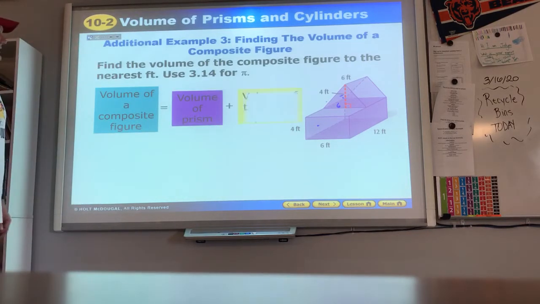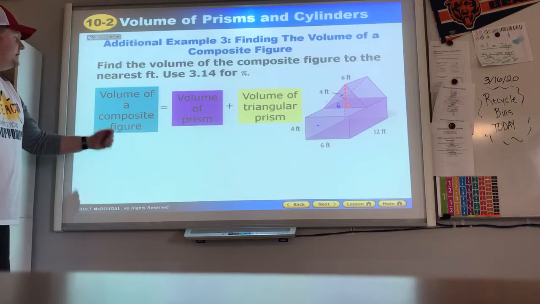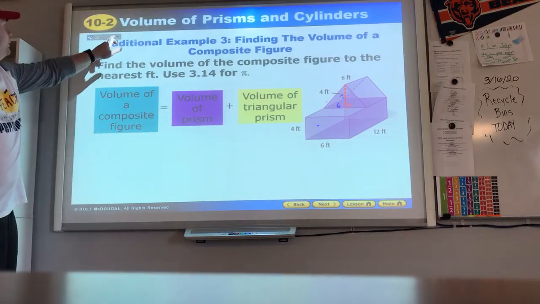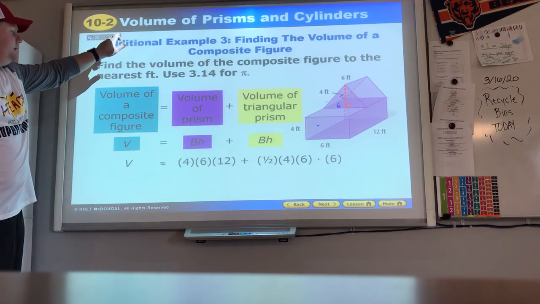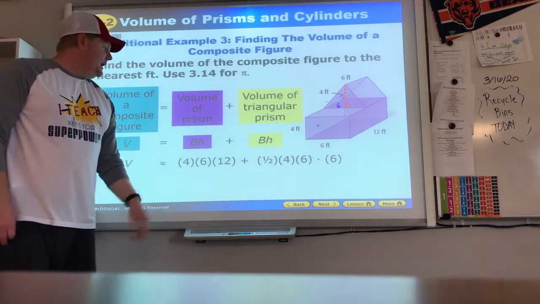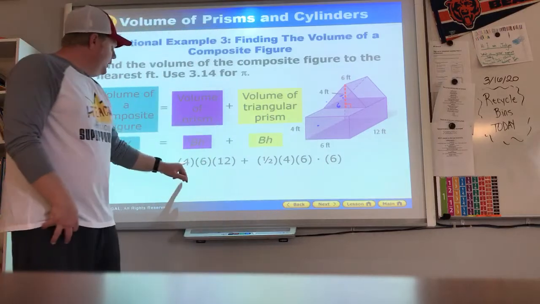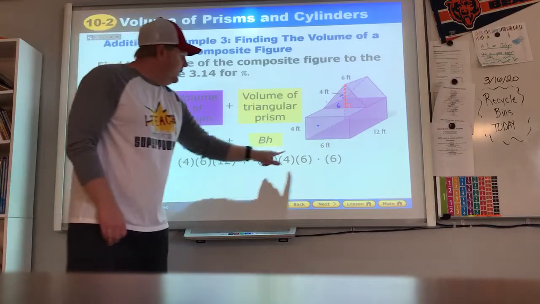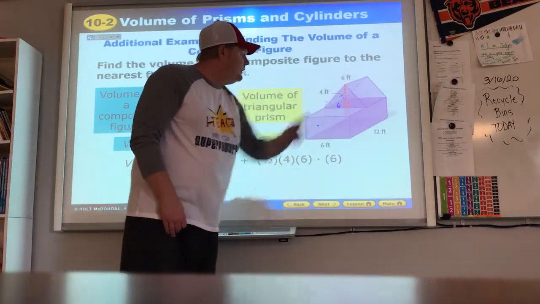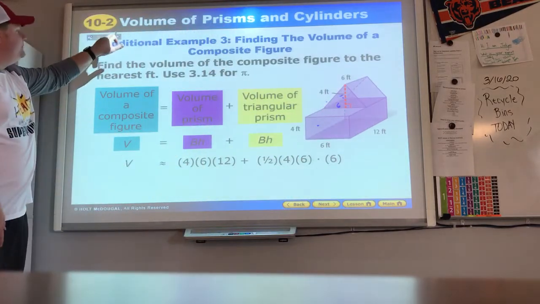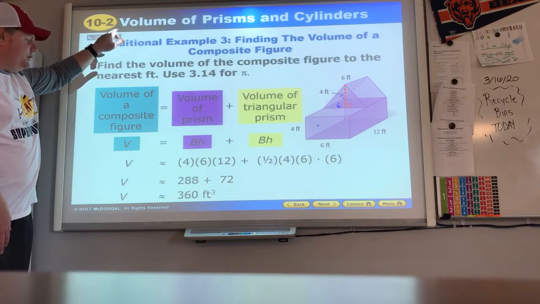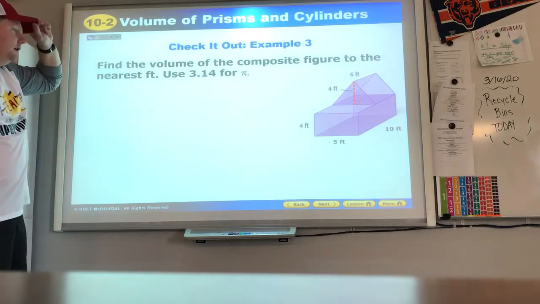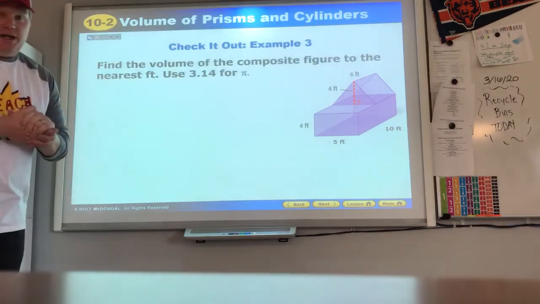Remember, you can call me at any time. Volume of a composite figure, volume of one prism plus volume of triangular prism. All right? We need to find each of those. This for the base, for that one right here. 4 times 6 times 12. Area of the base times the height. Area of the base times the height. We do all that math. We come up with, hey, those numbers look familiar. 360 feet cubed. Now we just changed it a little bit, okay?